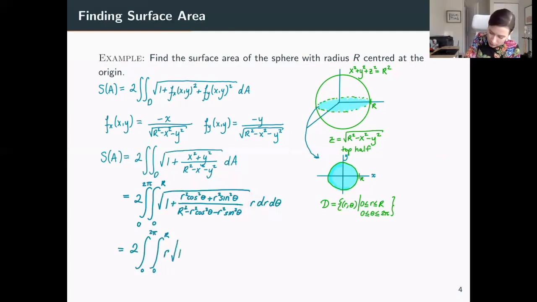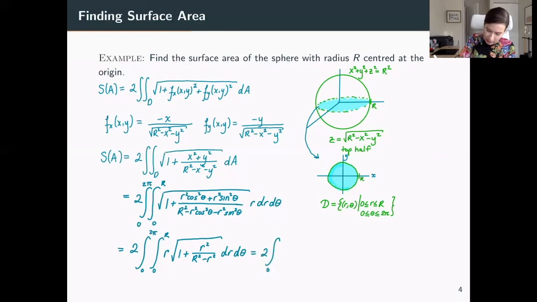And inside of our square root, we end up with 1 plus, we're going to have an r squared in the numerator. And then in the denominator, we're going to have that big R squared minus little r squared. And then this is all taken for dr and d theta. We can then move on a little bit more.